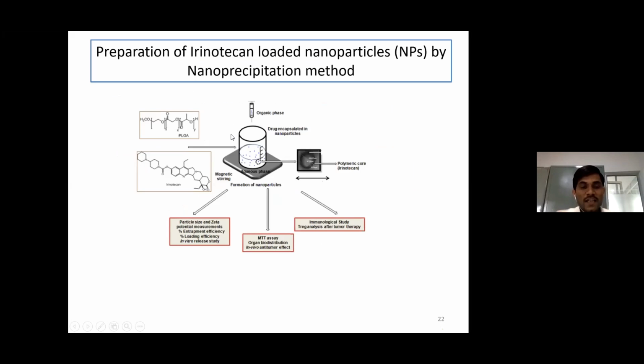Then we have used this PLGA biotin conjugate for formulation of nanoparticles for the irinotecan drug. The organic phase contains an ICH class 3 solvent, that is acetone, with PLGA and irinotecan, which we have added into the aqueous phase. The aqueous phase contains surfactant. When this organic phase is added to the aqueous phase, there is a displacement of the solvent, and you get these nanoparticles. These nanoparticles are characterized by different physicochemical, in vivo and in vitro studies.